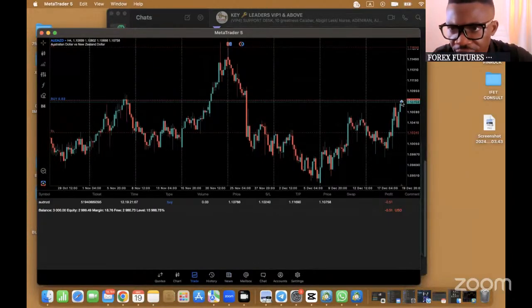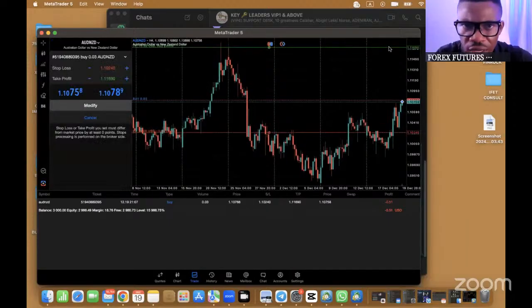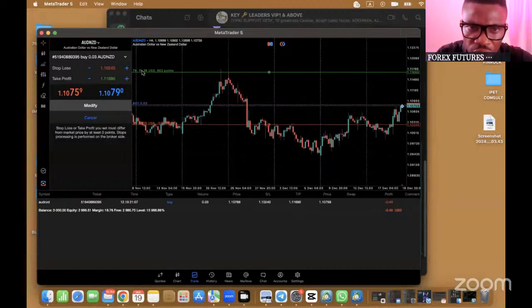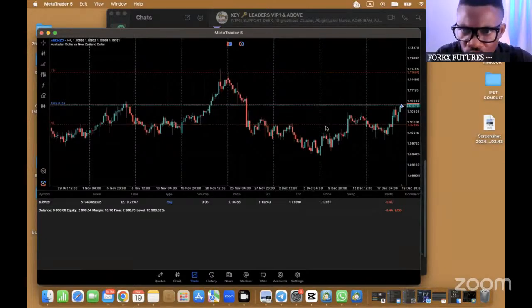This is where we entered from, this blue mark here. This is our order, buy 0.03. This is our take profits here. So you can see it. Take profit is giving us $15. If this trade goes to our take profit, we are going to make $15. If this trade goes to our stop loss, this is our stop loss.